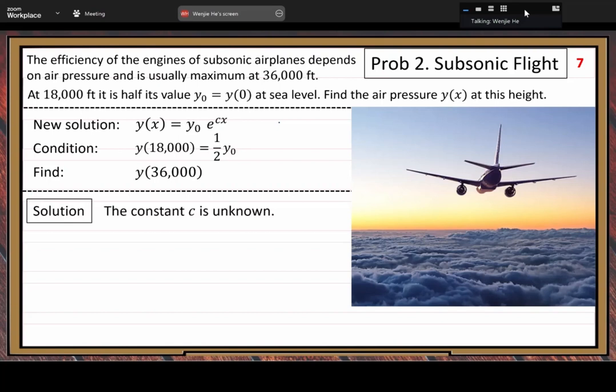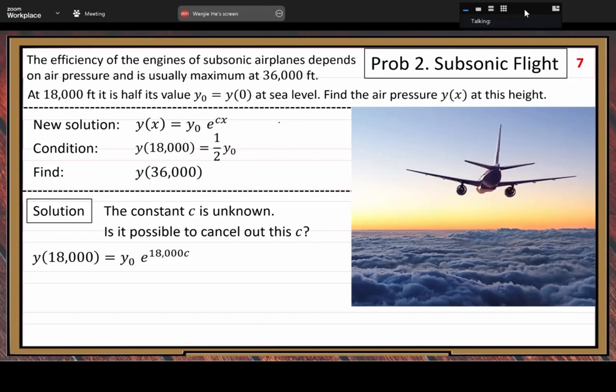Constant C is unknown, right? Some of you may not feel comfortable. C is unknown, how do we do the calculation? Don't worry. We have some way to get around it. We do not have to find constant C. We can cancel it out.